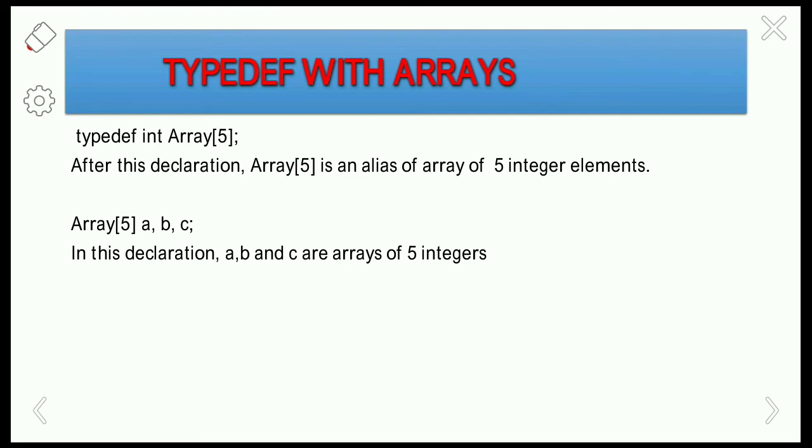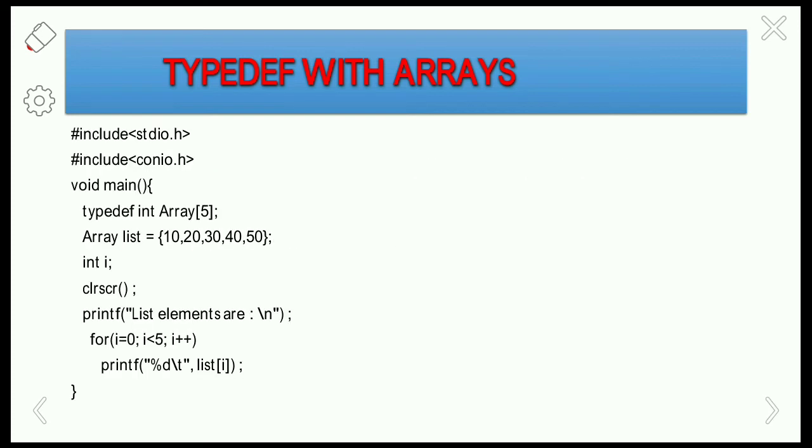Okay, so after this, you can use the array of 5. It will act as an alias name for an array of 5 integers. Here I am taking 3 variables a, b, c. So in this declaration, a, b and c are arrays of 5 integers. Now let us see this with a clear example.